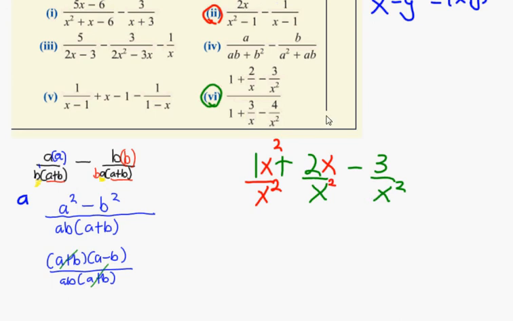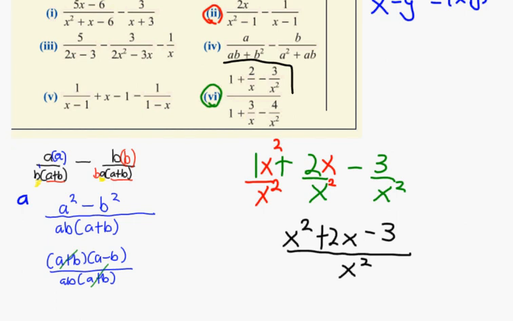Okay. Now what happens next then, guys? We're going to have x squared plus 2x minus 3 all divided by x squared. Does that make sense? Just for the top part only. Just this part only. Haven't even gone near the other part yet. We're good with that? Okay.